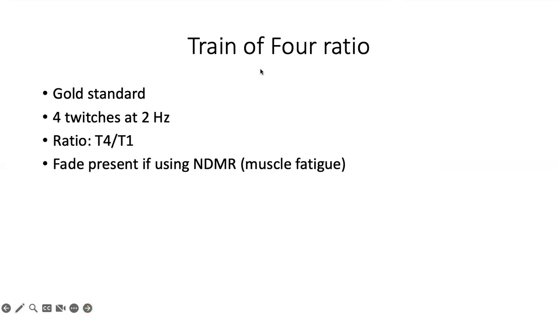Then there's train of 4 ratio. This is the gold standard. You can only get a ratio when you have 4 twitches, and the twitches are at 2 hertz. That's the time, the interval between them, and the cycles, number of cycles per second. The ratio is the 4th twitch divided by the 1st twitch. You will get a fade if you use a non-depolarizing muscle relaxant. This signifies muscle fatigue.